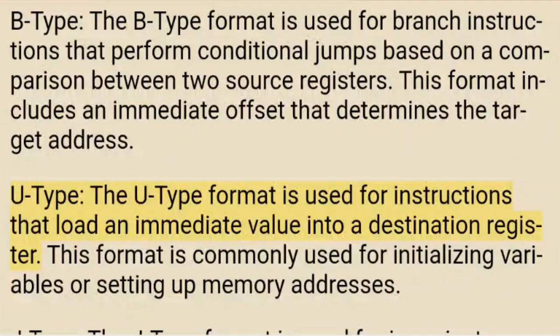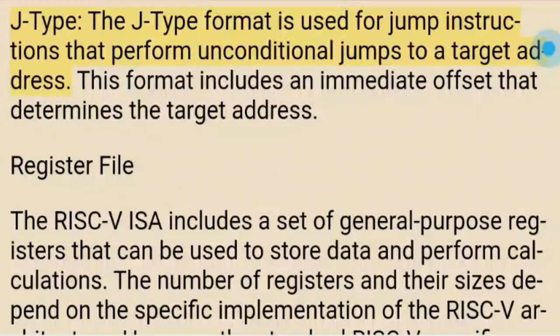U-type. The U-type format is used for instructions that load an immediate value into a destination register. This format is commonly used for initializing variables or setting up memory addresses. J-type. The J-type format is used for jump instructions that perform unconditional jumps to a target address. This format includes an immediate offset that determines the target address.